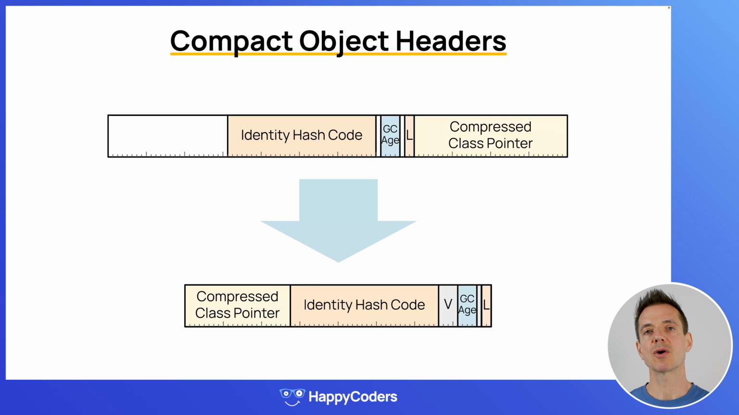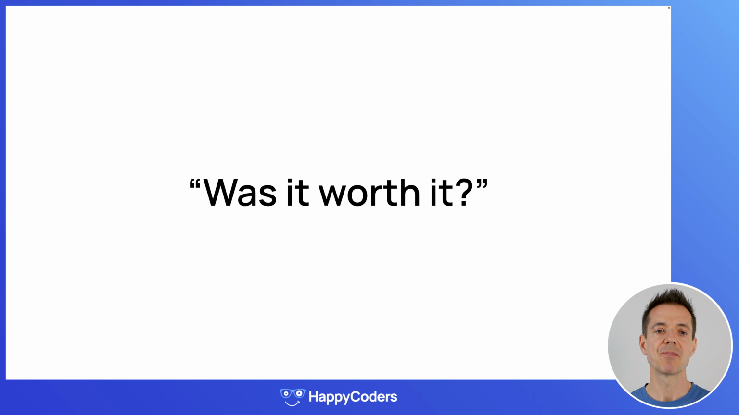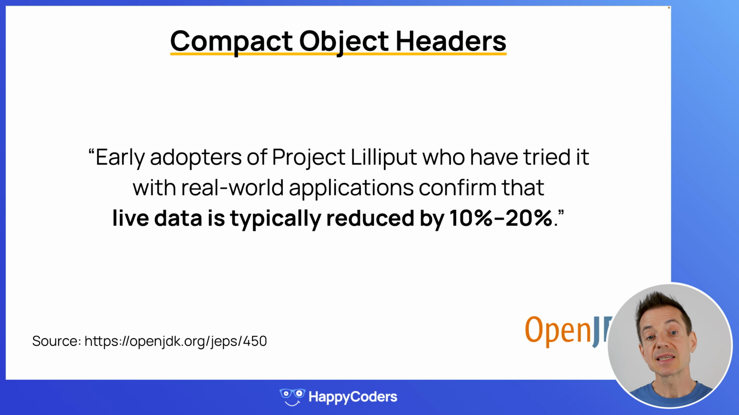Now you've seen how compact object headers work and how, despite shrinking from 96 to 64 bits, all essential header properties have been preserved, and how even 4 bits could be freed up for future use. Now the question is, was this effort worth it? Do compact object headers provide concrete benefits in practice? And this question can be answered with a clear yes.